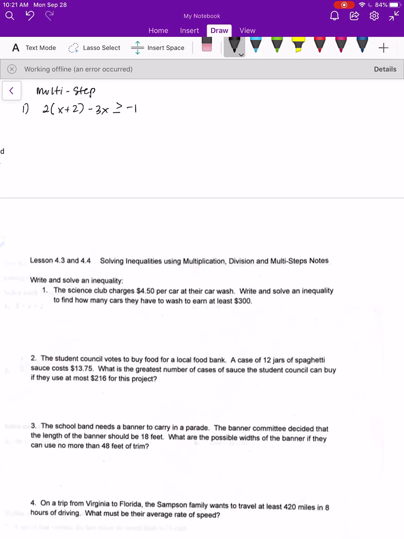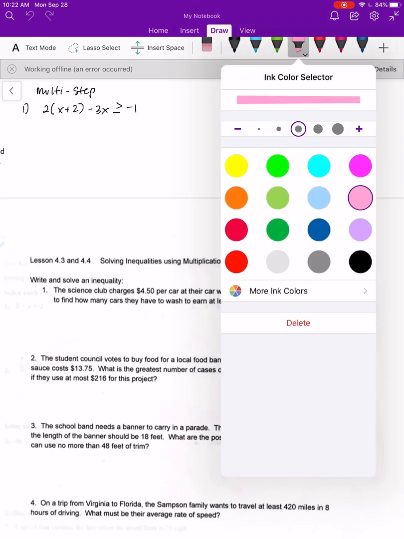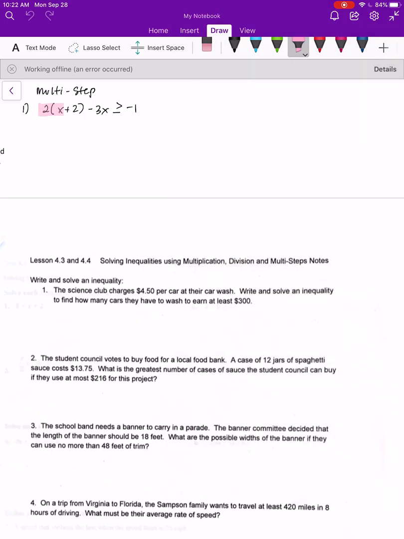Now, again, a multi-step inequality is really no different than a regular equation. You just need to remember, if you multiply or divide by a negative number in the end, you have to flip the sign. That's the biggest difference. According to this, we have some distributive property that we need to take care of. So we have 2 times x, which is 2x, and 2 times 2, which is 4. And then I'm going to copy everything else over.